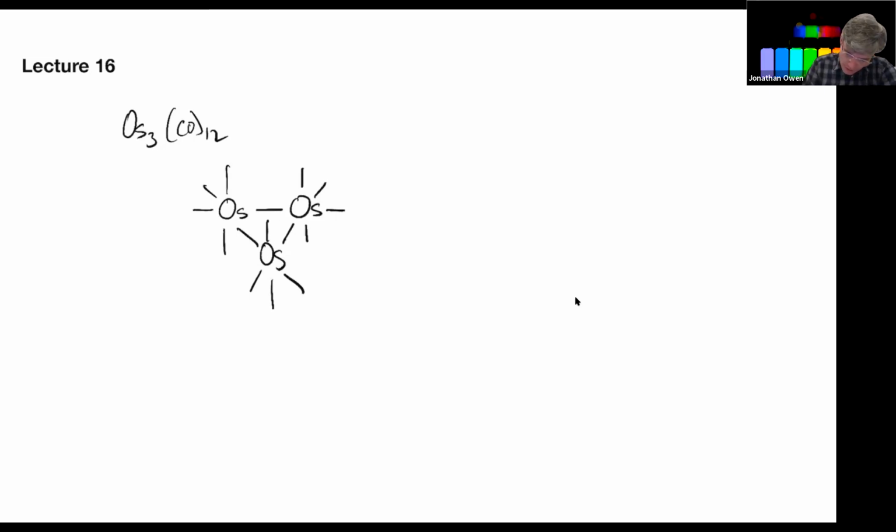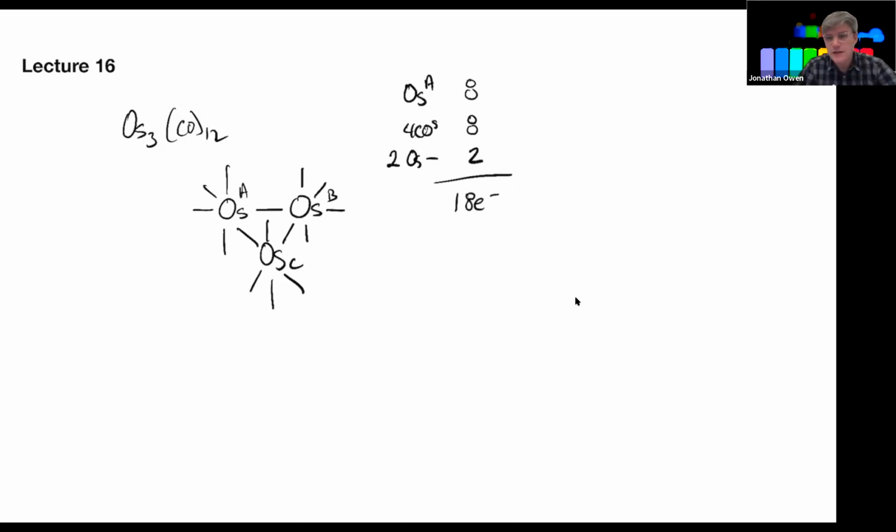Now, one way to do this would be to count each individual metal center. Let's do osmium A. This guy has 8 electrons. It's bonded to 4 COs, and that gives you 8 more. And then it has 2 osmium ligands, and that's 2 electrons, since each osmium center donates 1. And that gets you to 18.